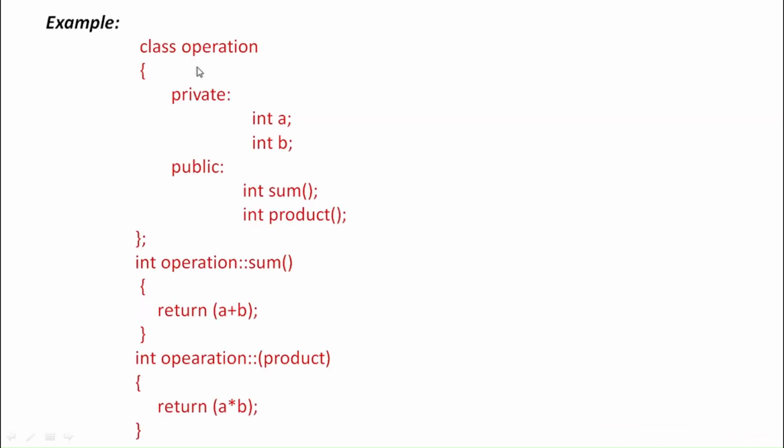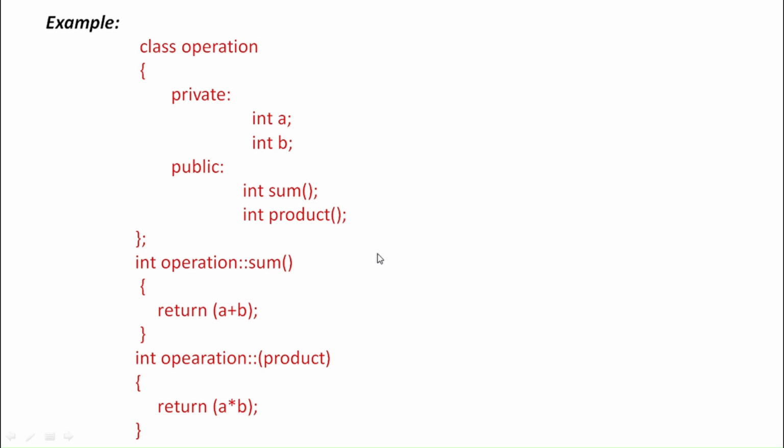Now we will see the example of this outside class definition. As usual, we have a class and the name I have given to this class is Operation. So in general we can call it class Operation, right? What can you identify in this class? We have two data members, private int a and private int b, and two member functions, int sum and int product. The class is closed with the closing curly bracket because a class is defined inside a pair of curly brackets.